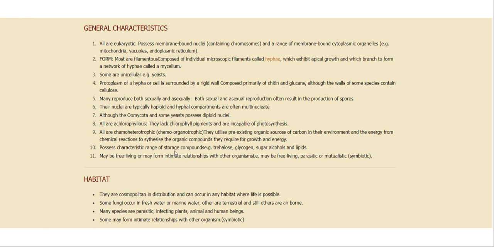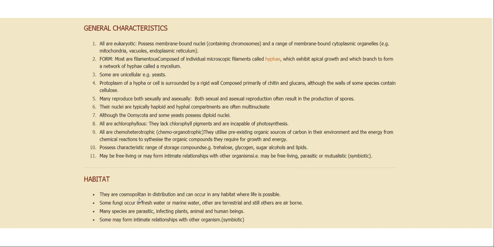Then they possess a characteristic range of storage compounds. So they can store glycogen, sugar alcohols, lipids, trehalose, etc. They may be free living or they may be parasitic or mutualistic, that is symbiotic. In symbiotic association they can be present.